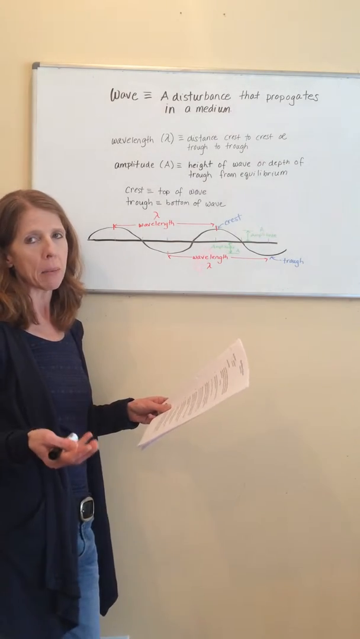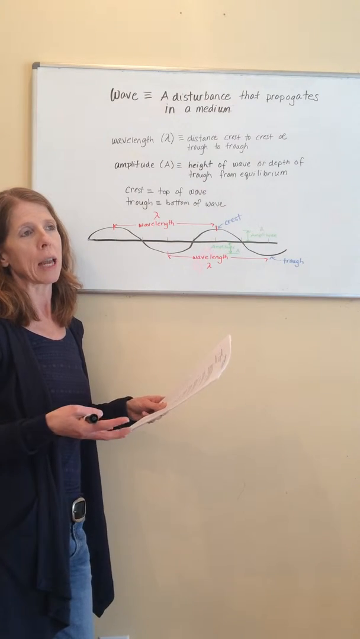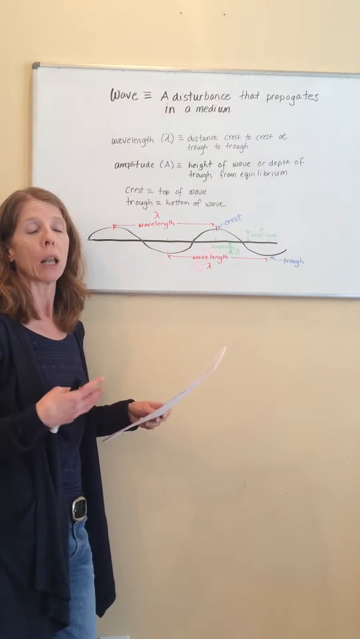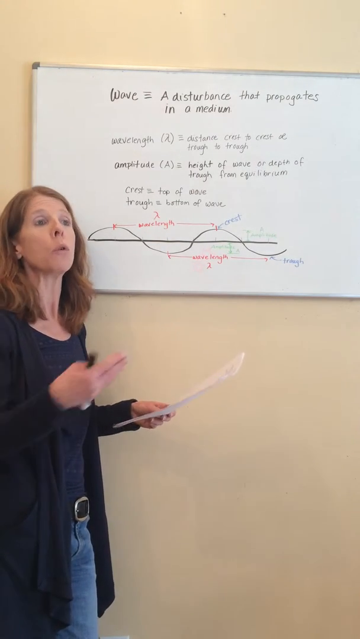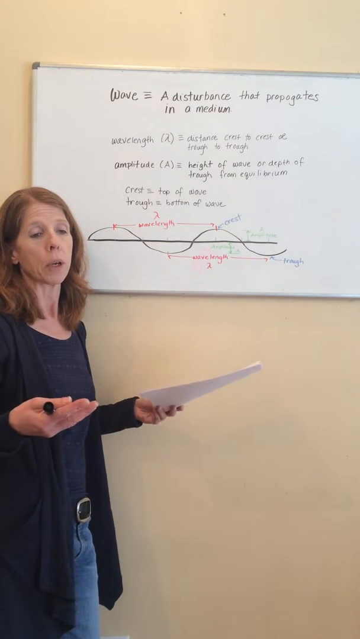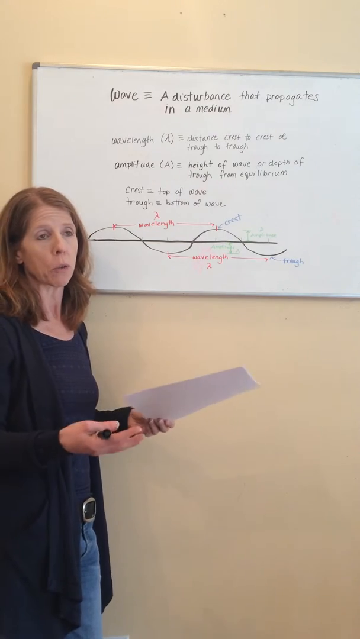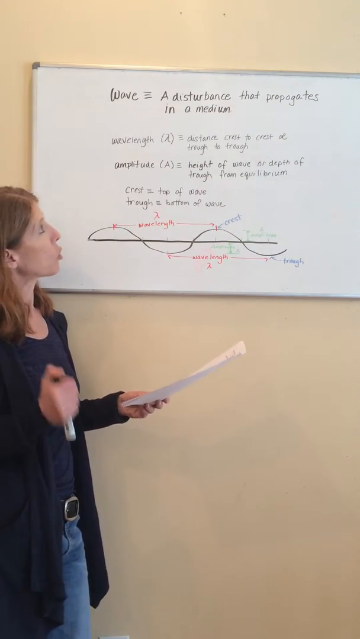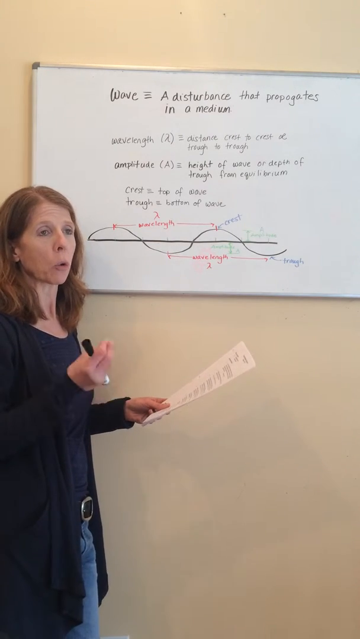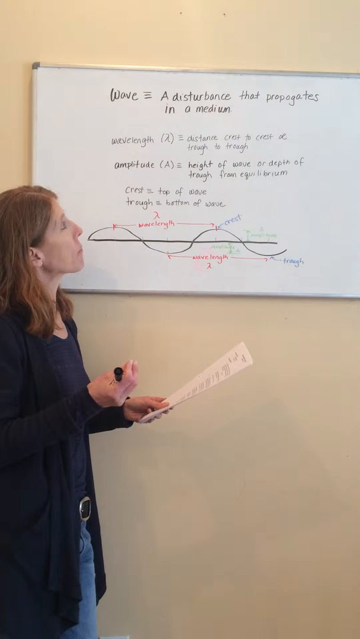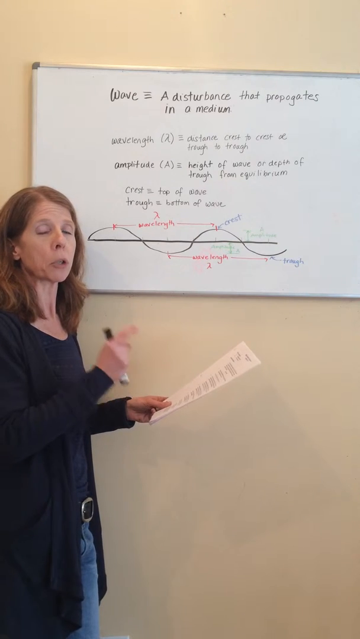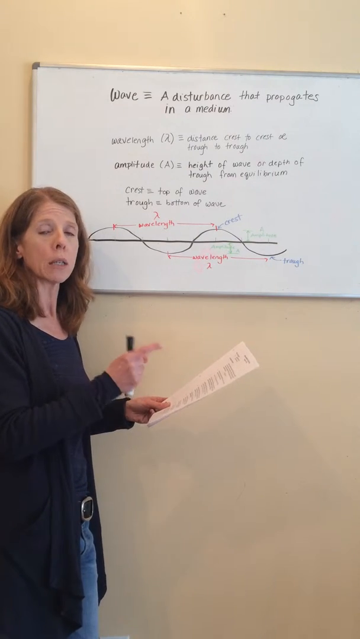If you don't know what a medium is, a medium is just a particular substance. Things can propagate through lots of different substances. They can move through air, through water, through other physical substances. So a wave is a disturbance that propagates through a medium. We're talking about something that creates a periodic motion that's going to move in a particular direction through some substance.